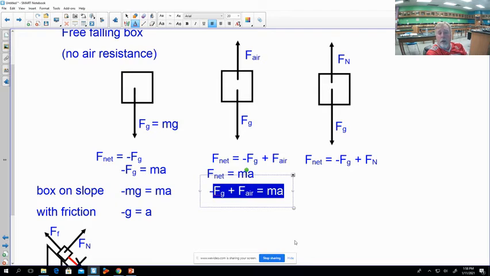Now, if we're told that our box is falling through the air at a constant speed, what does it tell us? It tells us that our acceleration would be 0. If the right-hand side is 0, what does it tell you about the left-hand side? It tells you that the negative force of gravity plus the force of air resistance equals 0. Or in other words, the force of air resistance is equal to the force of gravity. Hope that makes sense. They're equal and opposite forces. They're canceling each other out. There's no acceleration.